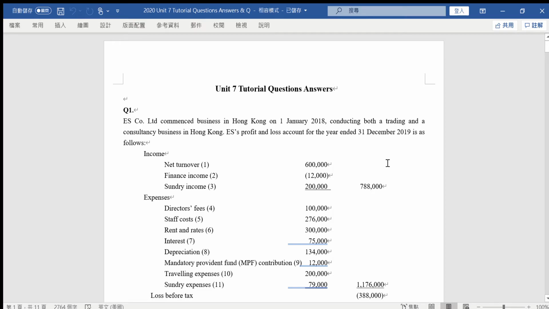First of all, we will focus on the 2 questions that you are required to submit and present, and that is question 3 and 4. Okay, now we look at question 3 and 4 first.